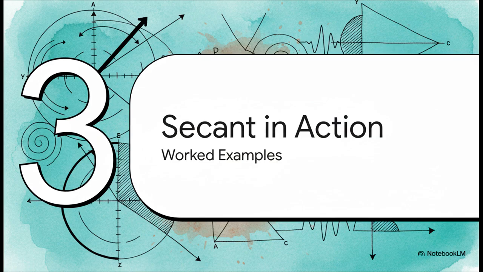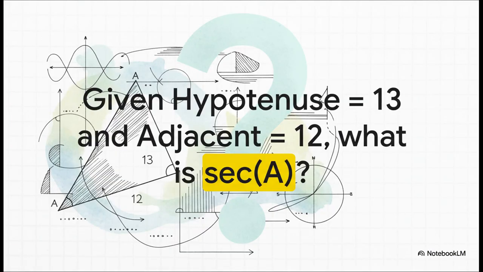All right, enough theory. The absolute best way to understand this stuff is to see it work. So let's put secant in action with a few examples. Let's start with a nice simple one to get our feet wet. We've got a right triangle. We're told the hypotenuse is 13, and the side right next to angle A, the adjacent side, is 12. Our mission is to find the secant of A.